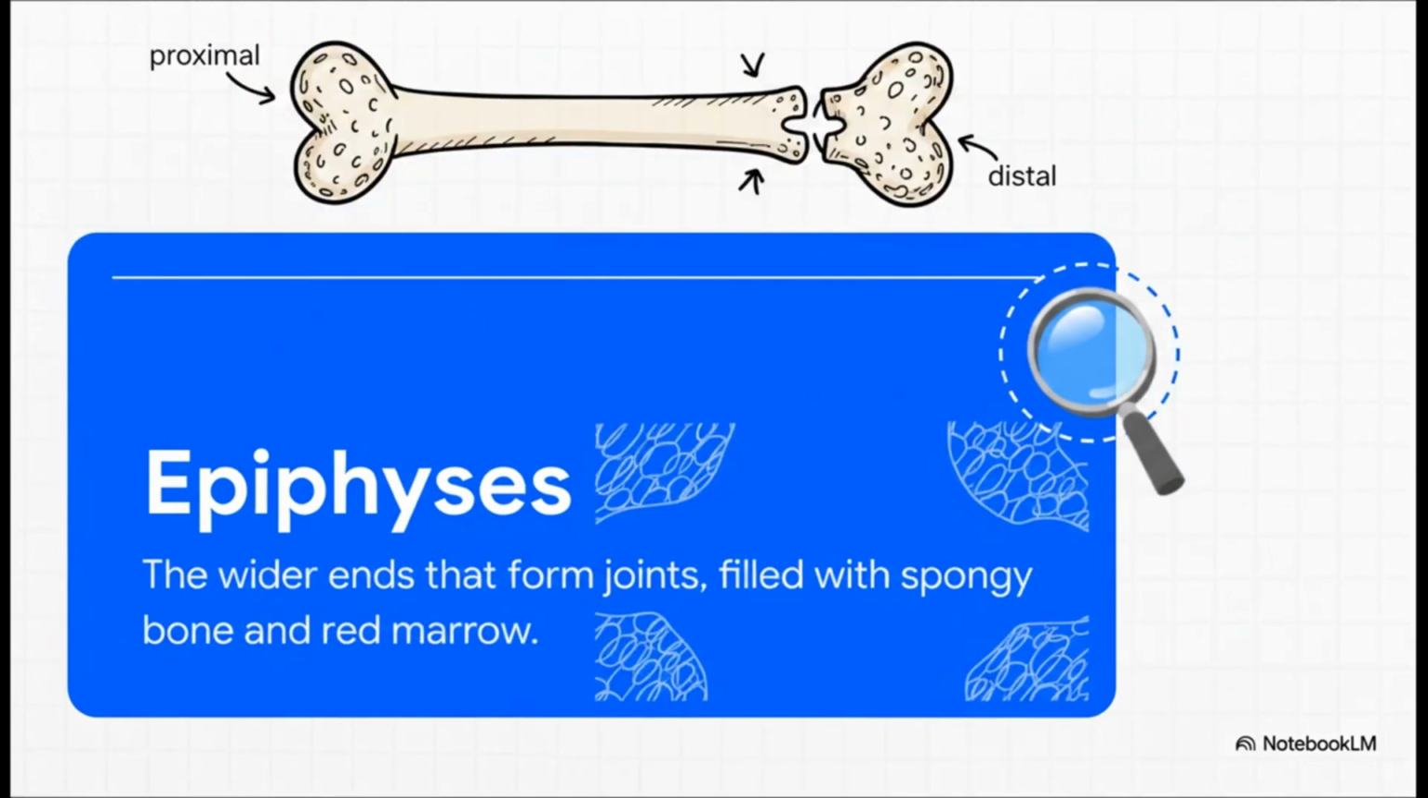But here's the thing. A lever is completely useless if it doesn't connect to anything, and that's where the epiphyses come in. The epiphyses are the wider, expanded ends of the bone. You've got a proximal one, closer to the body's center, and a distal one, further away. These expanded ends exist specifically to form joints with other bones. Because they need to distribute weight across a much wider joint surface, they aren't just solid rock. Instead, they're filled with a lighter, porous material called spongy bone.